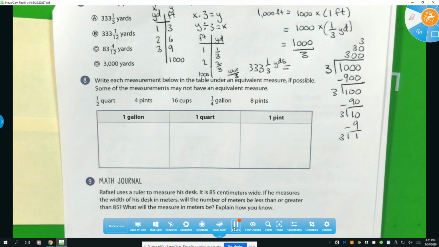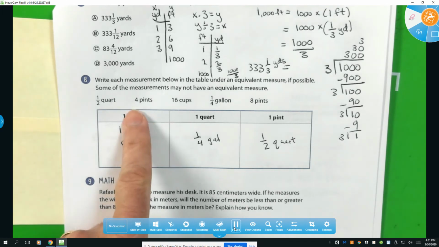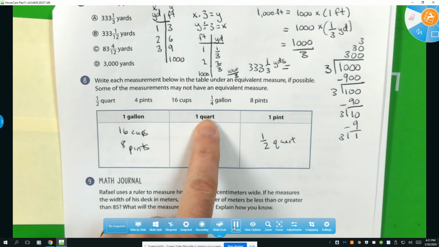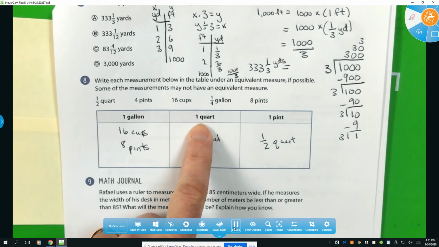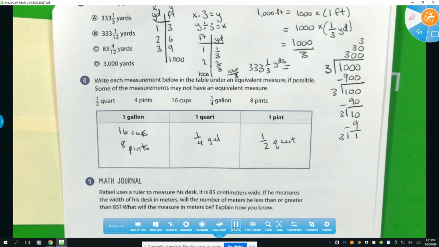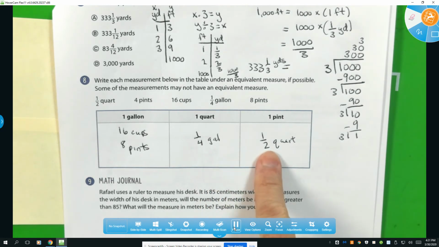And here they are, just like magic. So 16 cups is a gallon, 8 pints is a gallon, a quarter of a gallon is a quart, because remember there's 4 quarts in a gallon. Okay. And then we have a half a quart is a pint.